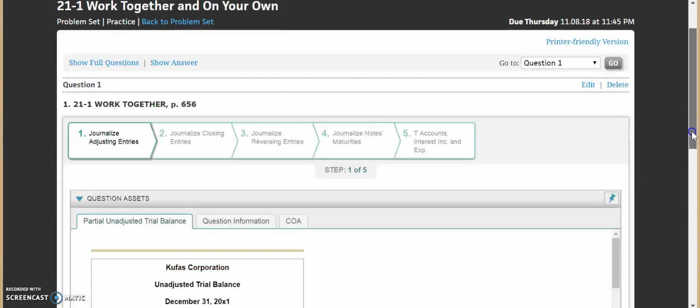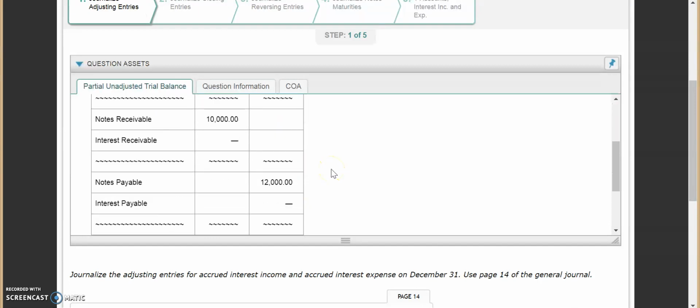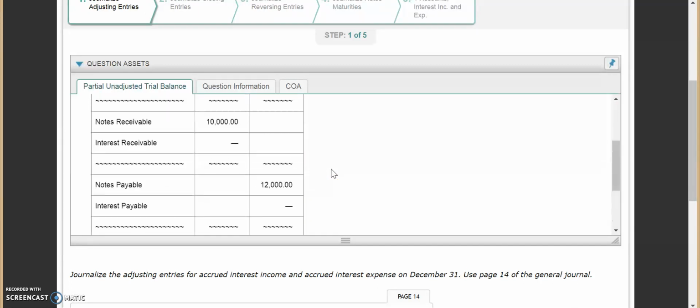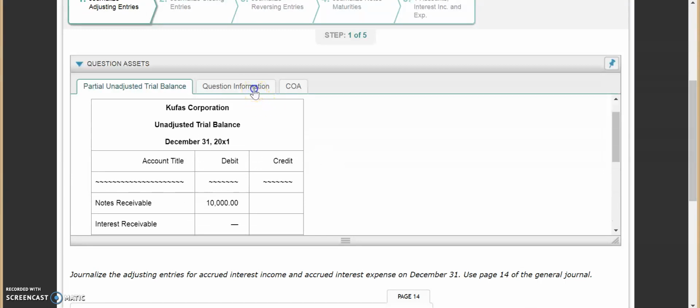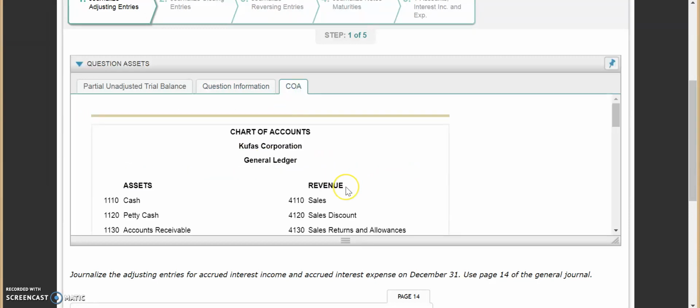So if we scroll down, we're going to see that we have a couple of things. We have a partially unadjusted trial balance with lots of information here. And then we also have some important information about each of our two. We have a note receivable and a note payable. And then we also have our chart of accounts in case you need to have that to find any of the accounts needed for journalizing.